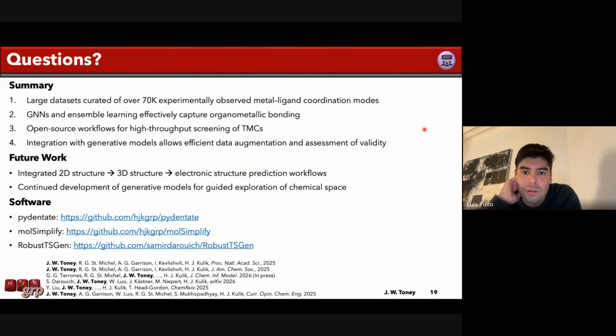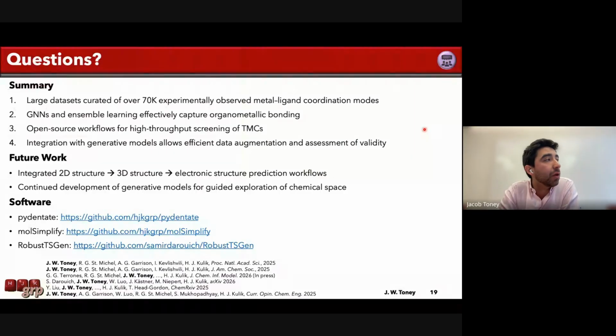Yeah, so far, assuming that you're referring to the graph neural network work, every single complex that was in our training, validation, or test data was an experimentally synthesized transition metal complex. So everything in our data set we mined from experimental repositories. Someone had already synthesized it, and we trained our model to reproduce this experimental structure.